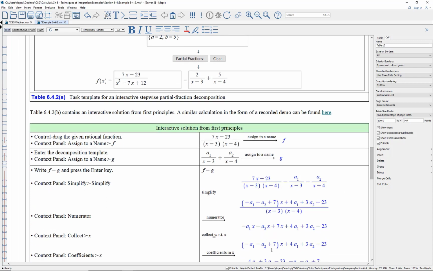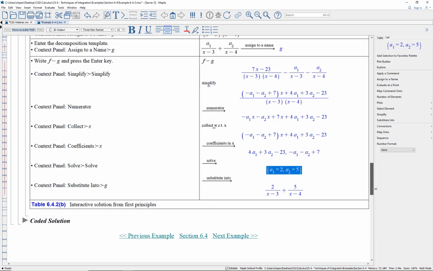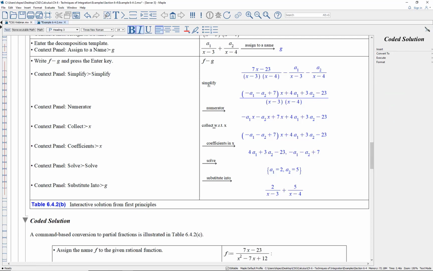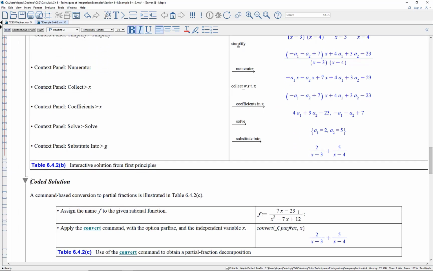I do the collect with respect to x. I pick off the coefficients, and I hit it with a solve, and I get a1 and a2 are 2 and 5. Do a substitute in via the context panel. These are all context panel operations, and I get the decomposition. If you were working with commands, for those who might want to compare to working with commands, here is the function. The command is convert this expression to partial fractions, in x.